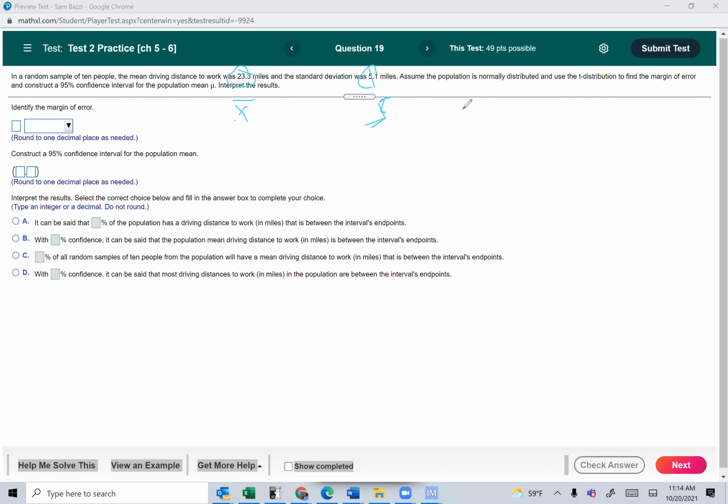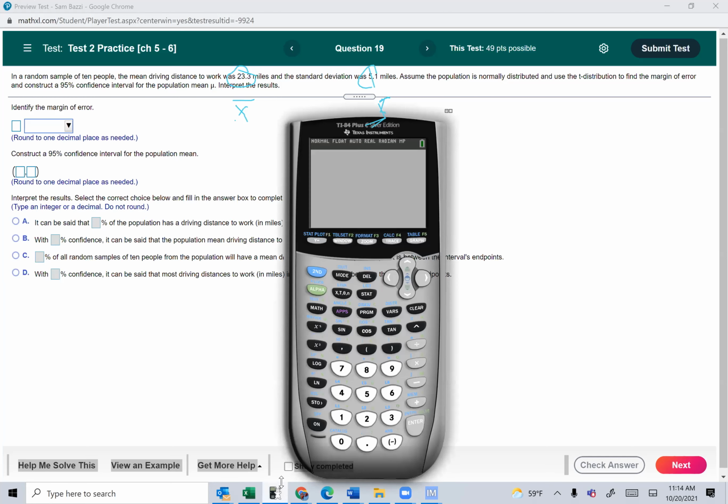Assume that the population is normally distributed, that we have a bell-shaped curve. And you see, he gives you a hint: use the t-distribution to find the margin of error and construct a 95% confidence interval. Okay, I'm gonna show you guys how to do this using technology. We'll find the interval first, and then I'll show you how to go back and write the margin of error. So let's go to the calculator.